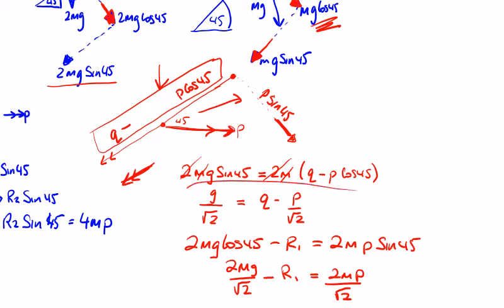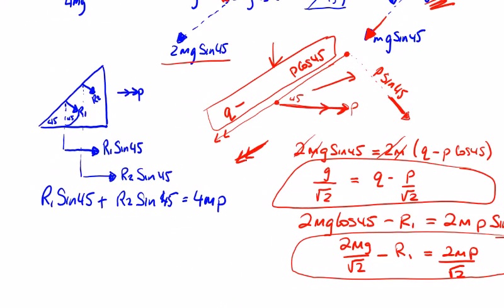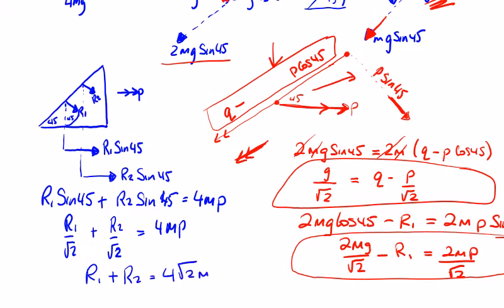I'll just put a box around these, tidy it up. We've got these two. We've got this one over here, can be tidied up as well. So I'll just change to blue. R1 over root 2 plus R2 over root 2 is equal to 4mp. So R1 plus R2 is equal to 4 root 2 mp.